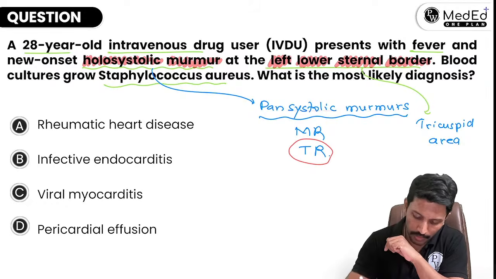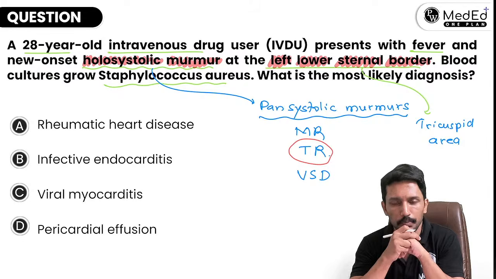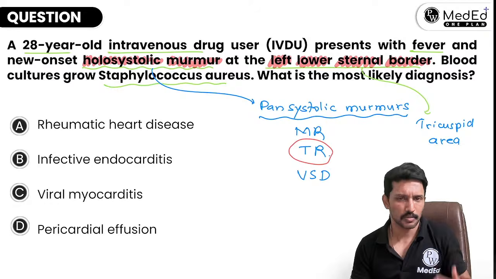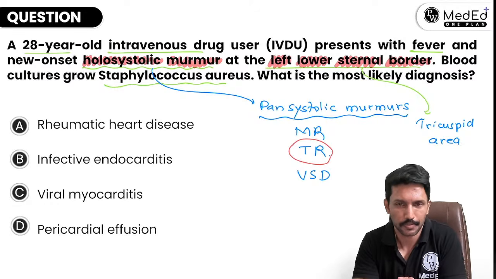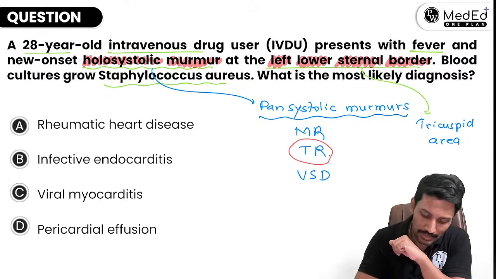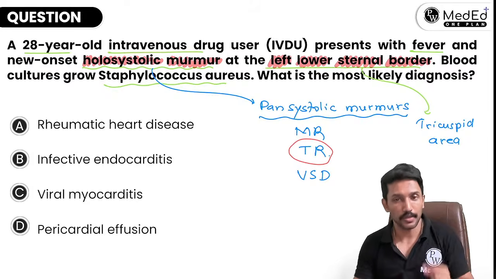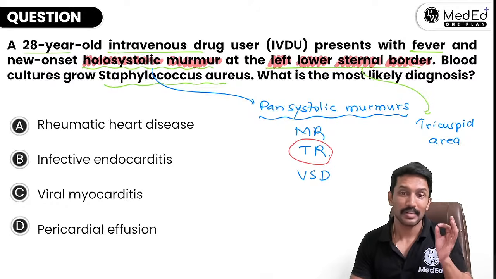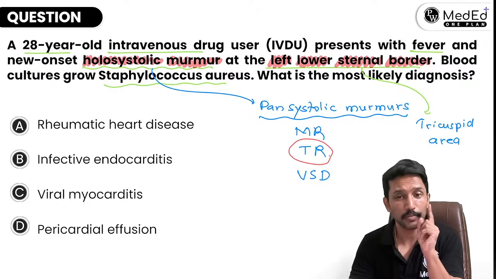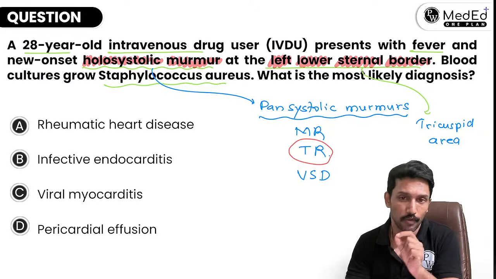Ventricular septal defect is another condition where you can have a pansystolic murmur. Now here it is heard from the tricuspid area. So that makes me think of tricuspid regurgitation. Is it consistent with the clinical picture? Yes, he is an IV drug abuser. IV drug abusers are prone to develop right-sided infective endocarditis. Otherwise, infective endocarditis predominantly affects the mitral valve.